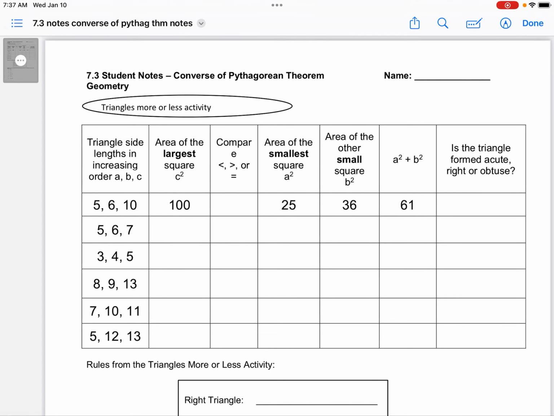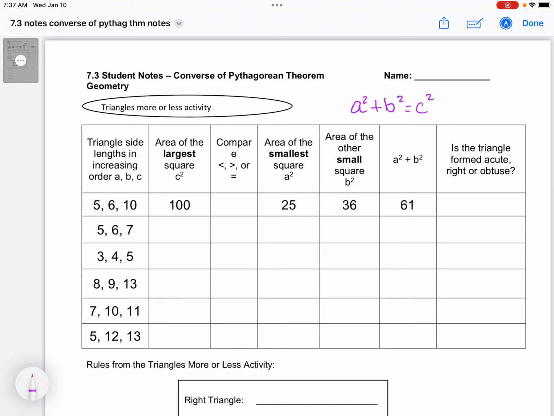Okay, the converse of the Pythagorean theorem is basically using the Pythagorean theorem to see if a triangle is a right triangle. So, remember, a squared plus b squared equals c squared. We're going to talk about whether a squared plus b squared is more, less, or equal to c squared.